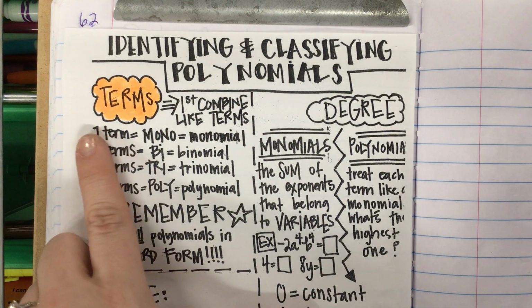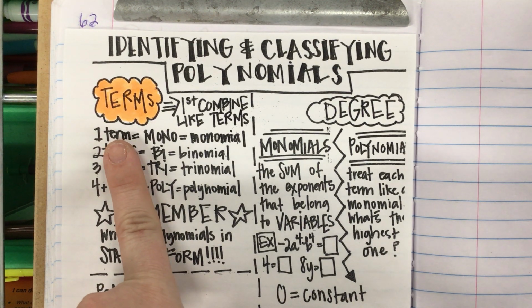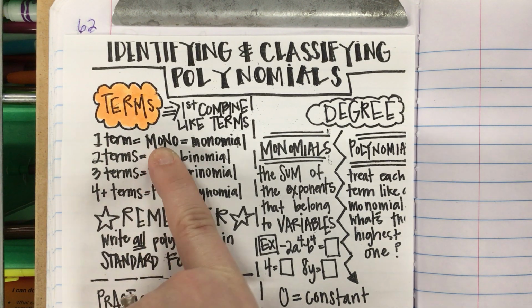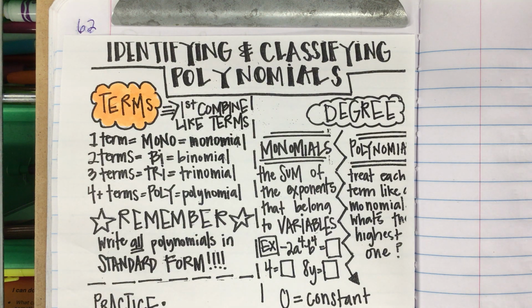If there's only one term, like 3x, and that's it, that's called a monomial. The prefix mono means one. So if there's only one term, it's a monomial. If there are two terms, so x plus 4, there are two terms, correct? There's x and there's plus 4, positive 4. That has two terms, so it's called a binomial, because the prefix bi means 2.